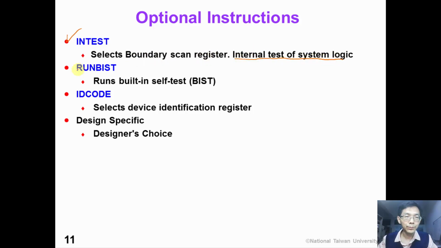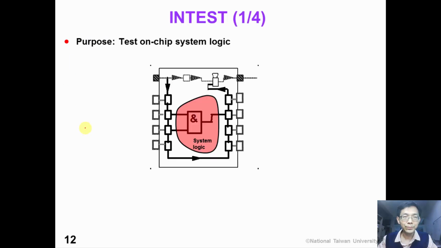the system logic. We will also introduce briefly RUNBIST, which runs the built-in self-test of the system logic, and IDCODE, which selects the device identification register to identify the device. There are many more optional instructions that can be implemented by the designer. So first, let's introduce the INTEST instruction. The purpose is to test the on-chip system logic.